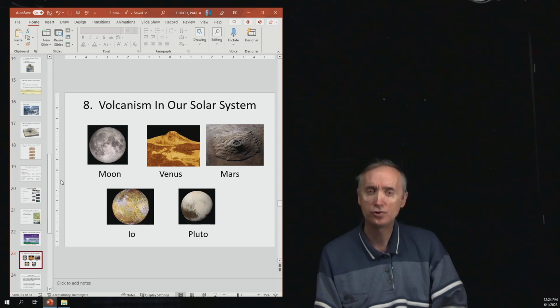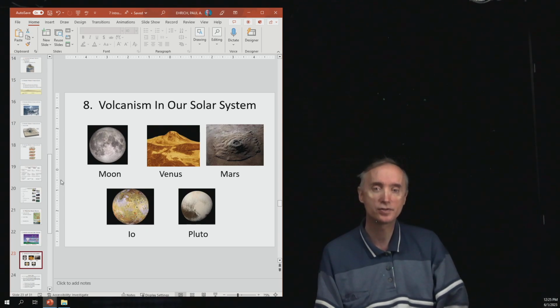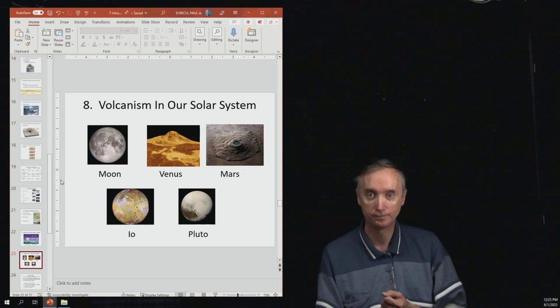And you should probably know that Venus is the planet that has the runaway greenhouse effect. Venus has a tremendous amount of carbon dioxide in its atmosphere, and that acts as a greenhouse gas, and that's the reason why Venus is so hot.